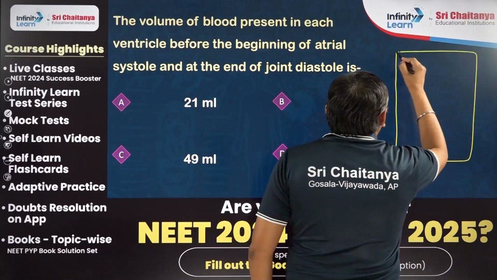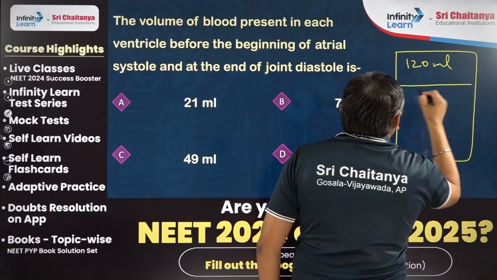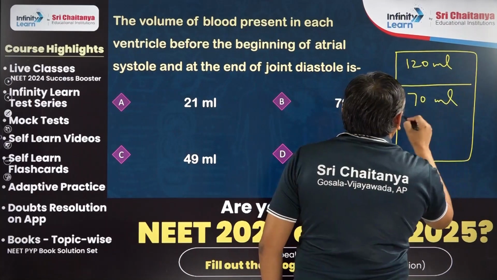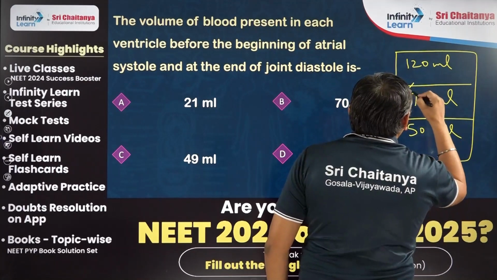I asked my wife to give me rupees. How much? She has given me 120 rupees. How much expenses? 70 rupees. How much am I having? 50 rupees. So next time she will give me only 70 rupees.